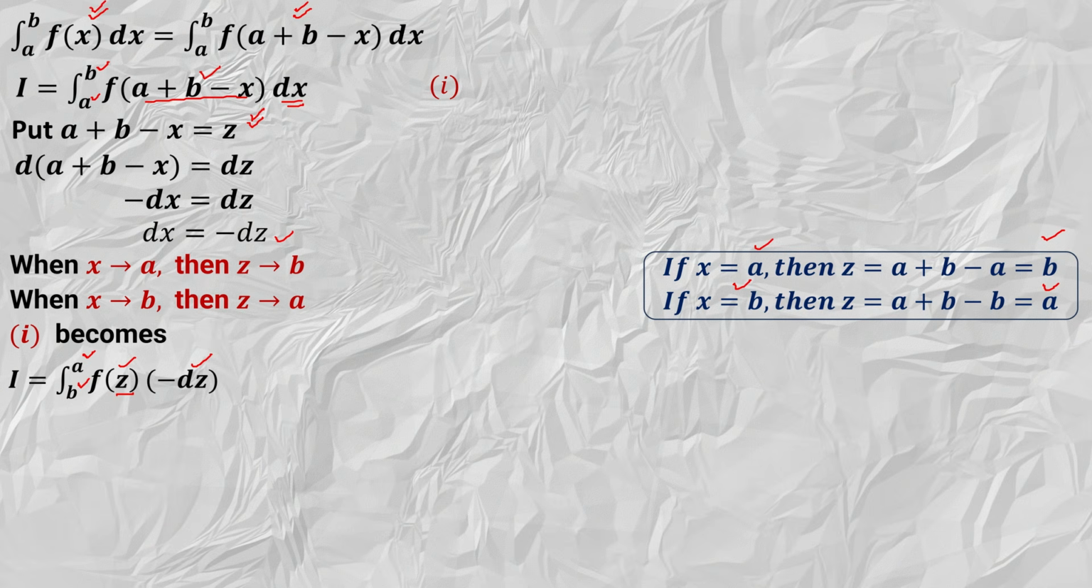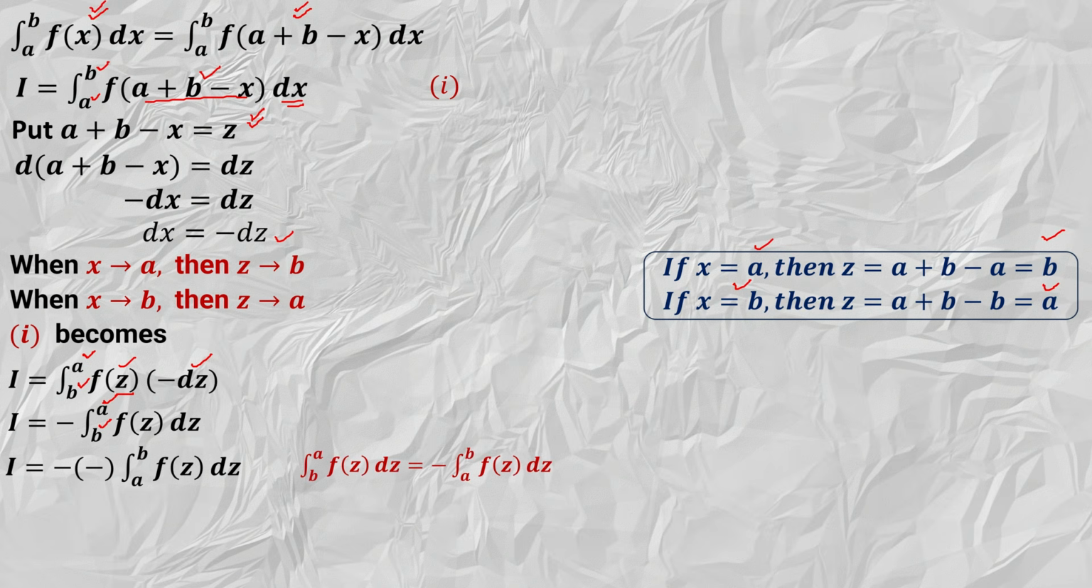Take minus out of the integral and we get I is equal to minus integral from b to a f of z dz. Now we shall replace the order of limits and it becomes minus into minus integral from a to b f of z dz. As we change the order of the limits of integration, the sign of the integral is changed. So ultimately we get I is equal to integral from a to b f of z dz.